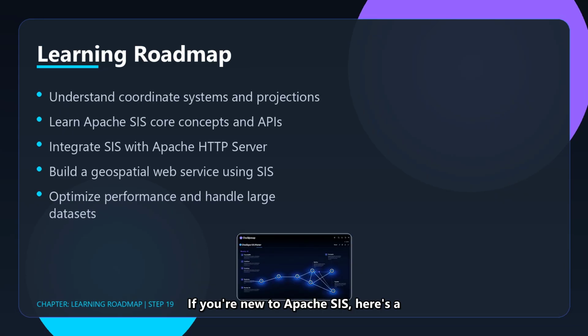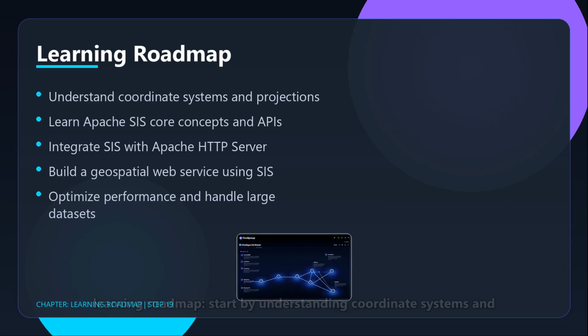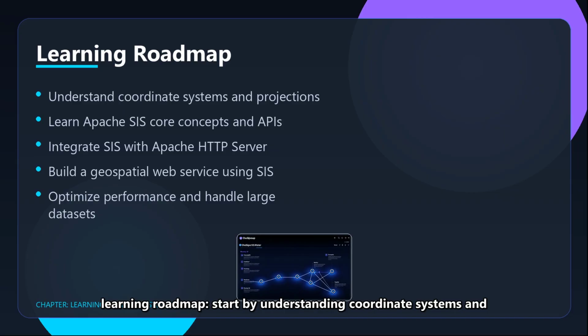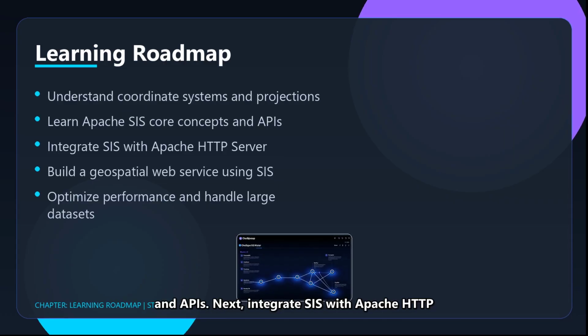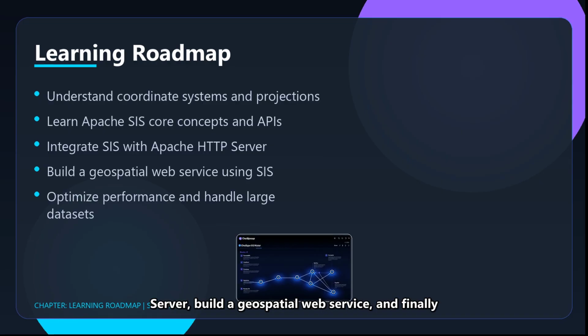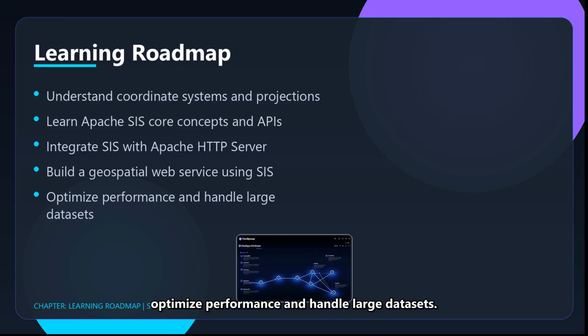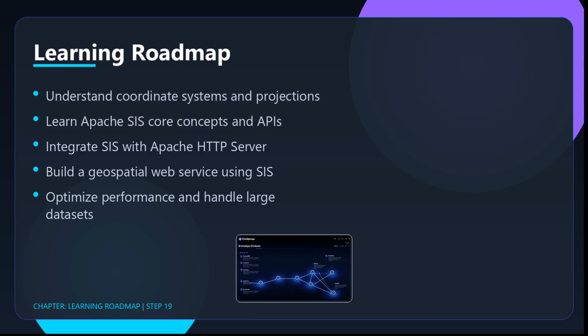If you're new to Apache SIS, here's a learning roadmap. Start by understanding coordinate systems and projections, then dive into Apache SIS core concepts and APIs. Next, integrate SIS with Apache HTTP Server, build a geospatial web service, and finally optimize performance and handle large datasets.